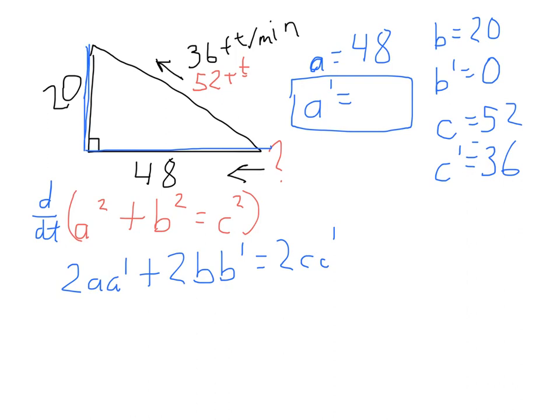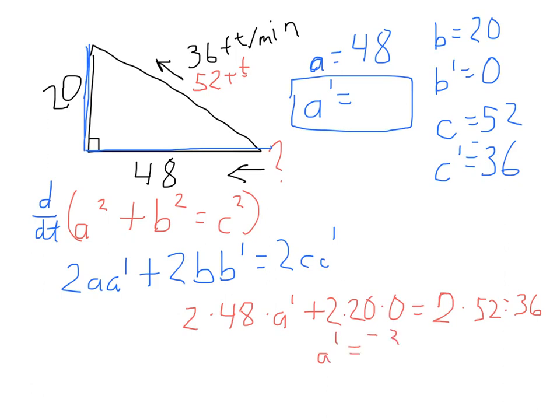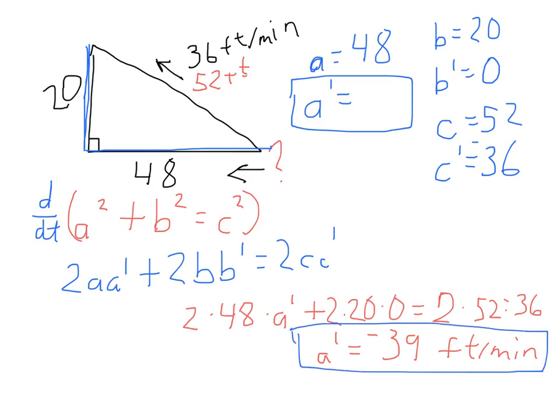Plugging these into our equation, 2 times 48 times a prime plus 2 times 20 times 0 equals 2 times 52 times negative 36. A little algebra reveals that a prime is negative 39. To label it, that would be in feet per minute. We expect it to be negative because the boat is getting closer to the dock. The length of this side is shrinking.